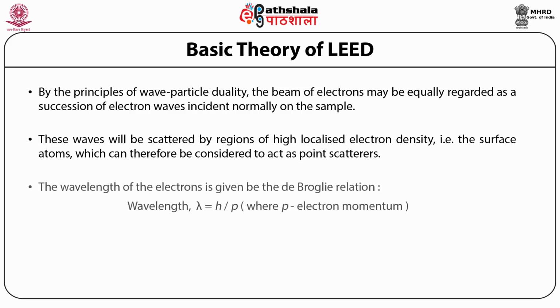The wavelength of the electrons is given by the de Broglie relation: wavelength lambda is equal to h upon p, where p is the electron momentum. Now p is equal to mv, where m is the mass of the electron in kg, v is the velocity in meters per second, E is the kinetic energy, e is the electronic charge, and V is the acceleration voltage, with energy in electron volts.